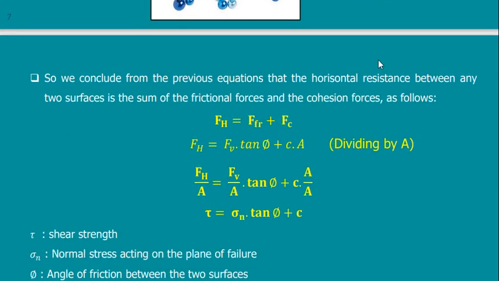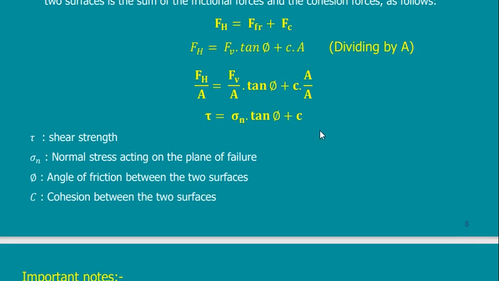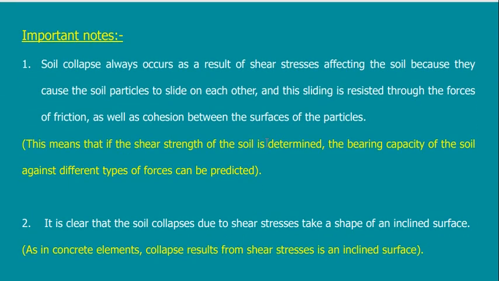These are the two major parameters, and we said that the horizontal friction will be an effect for friction and an effect for cohesion, and we gave the equation. We ended up with this equation, which is: the shearing strength of the soil is equal to the normal stress on the soil multiplied by tan phi, where phi is the angle of internal friction, plus C. This is the equation.